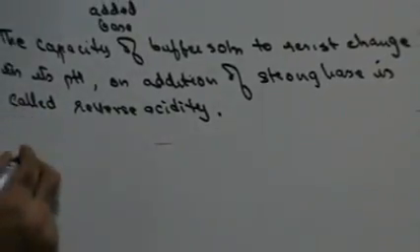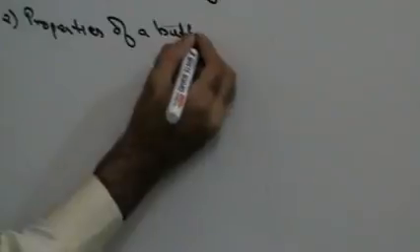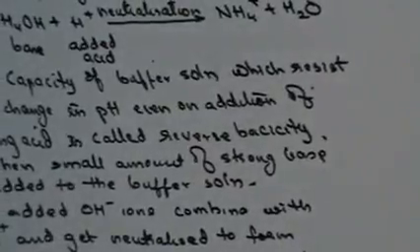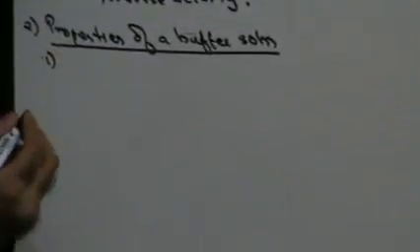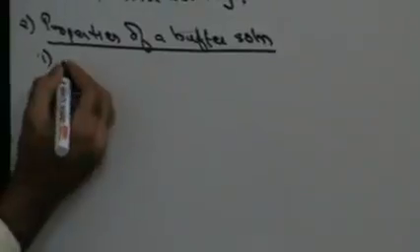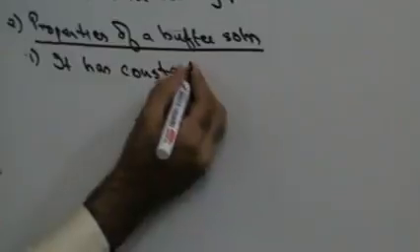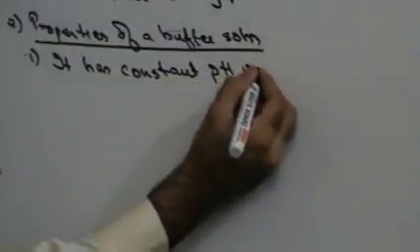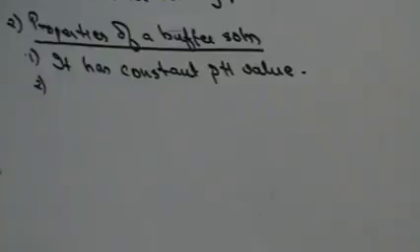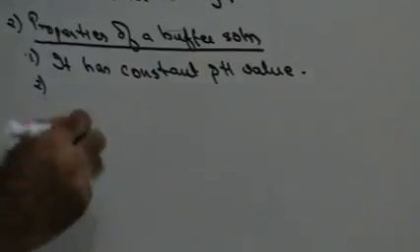Next, let's see what are the properties of a buffer solution. Properties of a buffer solution. 1. The buffer solution has a constant pH value. Next, the pH of the solution remains constant even when a small quantity of strong acid or strong base is added to it.